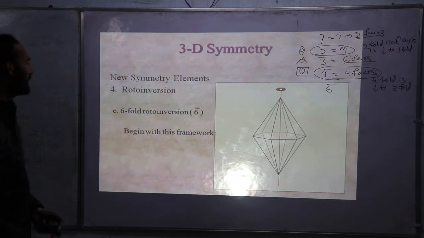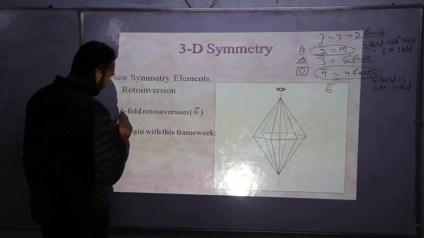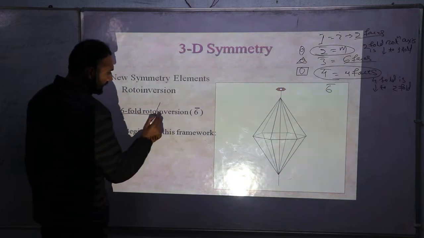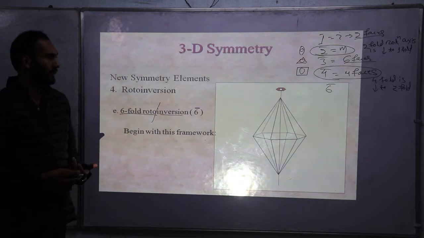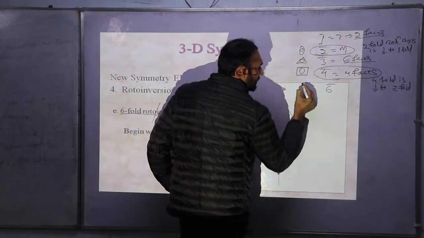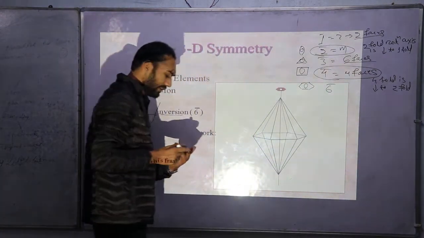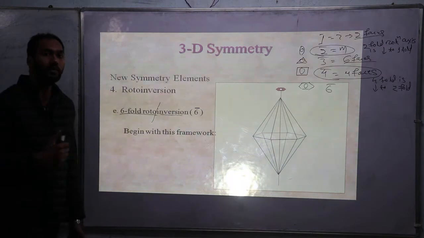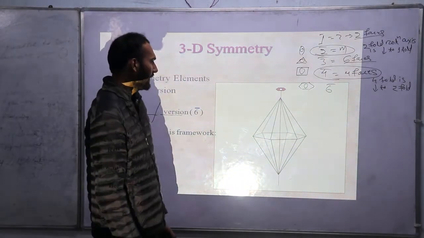So see, this is 6 bar. 6 bar means again 6-fold rotation plus inversion. You can see the symbol here, that is a hexagon, and in between there is a circle. That means that we are applying inversion to the rotation axis.